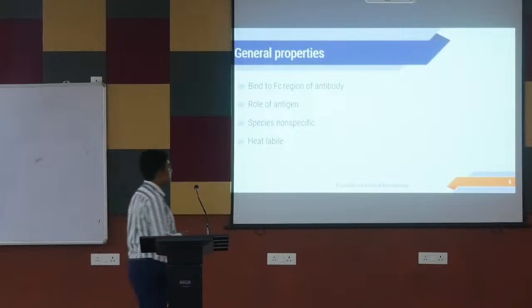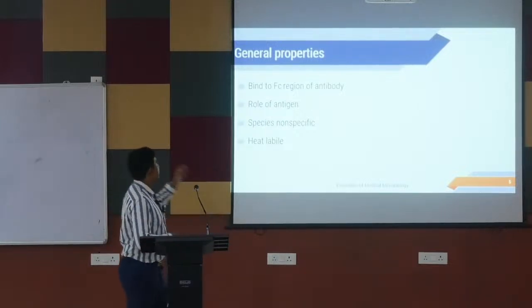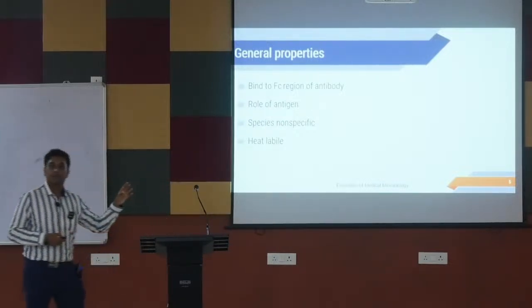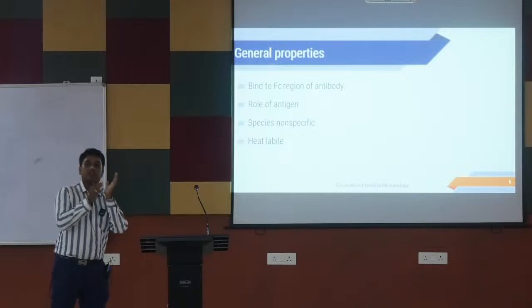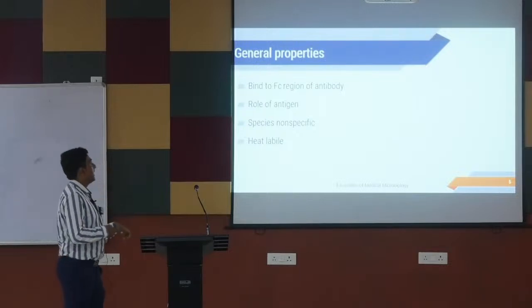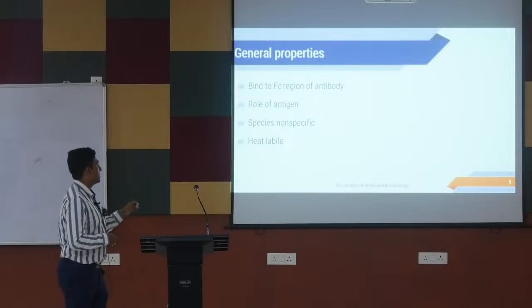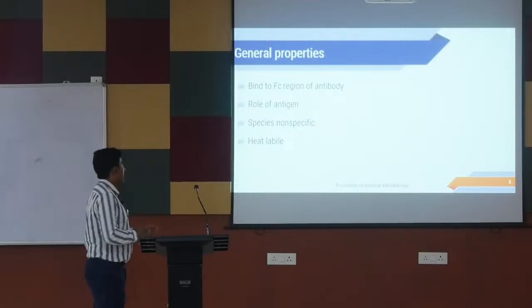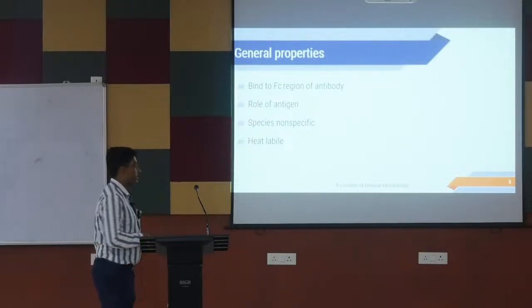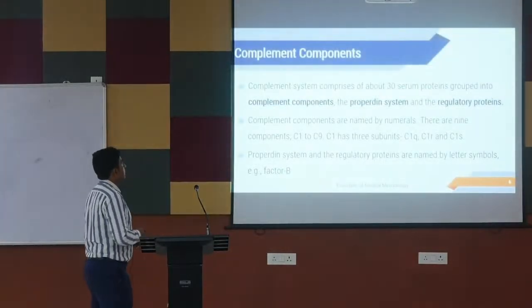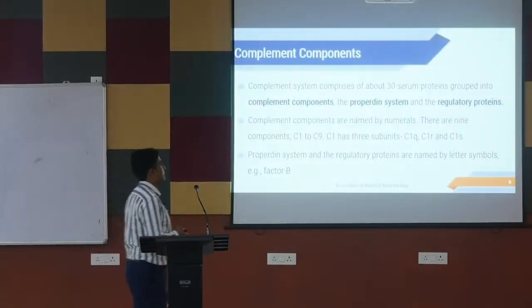এদের কমপ্লিমেন্টগুলোর জেনারেল প্রপার্টিজ কি কি তমজিৎ? They bind to the Fc region of the antibody. অ্যান্টিজেন অ্যান্টিবডি পড়েছিস, Fc region, constant region আর heavy chain region. অ্যান্টিবডির Fc region-এ বাইন্ড করছে, অ্যান্টিজেনের মতো একটা রোল প্লে করে। Species non-specific and heat labile, heat দিলে এটা নষ্ট হয়ে যায়। The complement system comprises about 30 serum proteins.